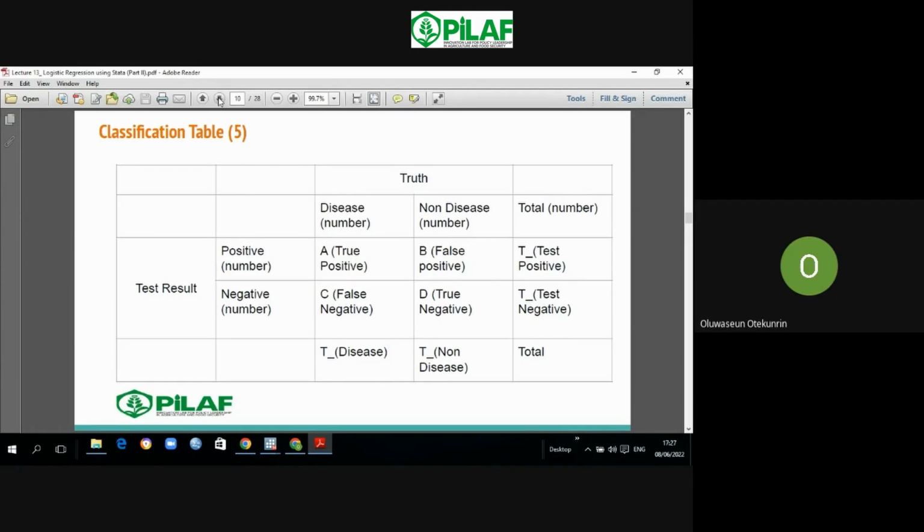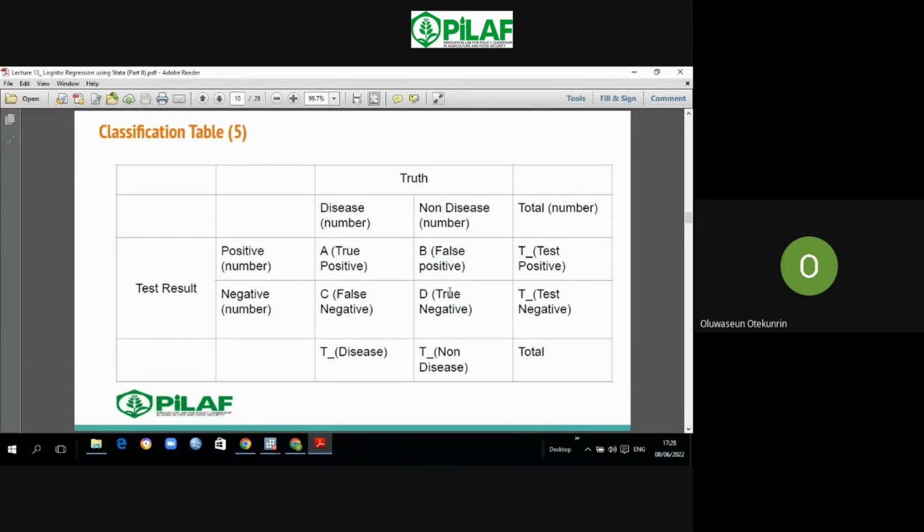You now decide to send all of them to the laboratory for a particular malaria test. When you send all of them for test, the test results will come out. If those who have the disease also have positive test results, then you say you are true positive. That is, cell A contains true positives, subjects with the disease and positive test results. Those patients have the disease, they went for the test, and the result came out positive.